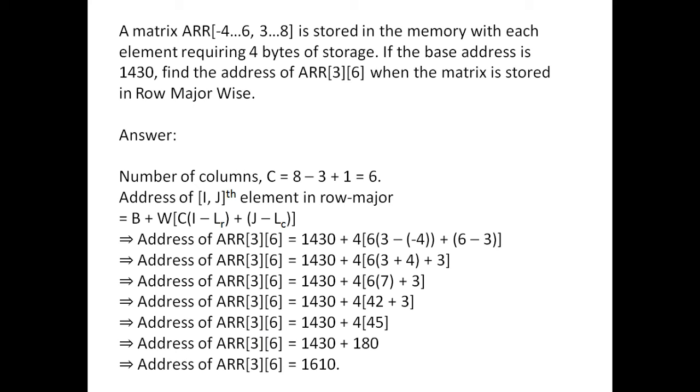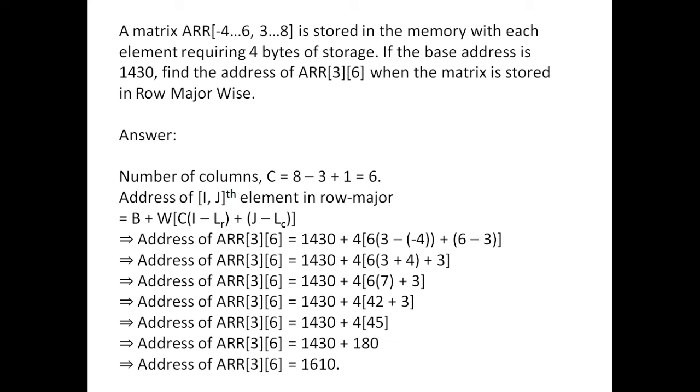If you want to find the number of columns, 8 minus 3 plus 1, because we have to indicate that value also. So 8 minus 3 plus 1. Number of rows, 6 minus -4 plus 1. Once again I am saying, number of columns 8 minus 3 plus 1, number of rows 6 minus -4 plus 1. Storage is 4 bytes. If the base address is 1430 as given, find the address of array P, IJ is also given.